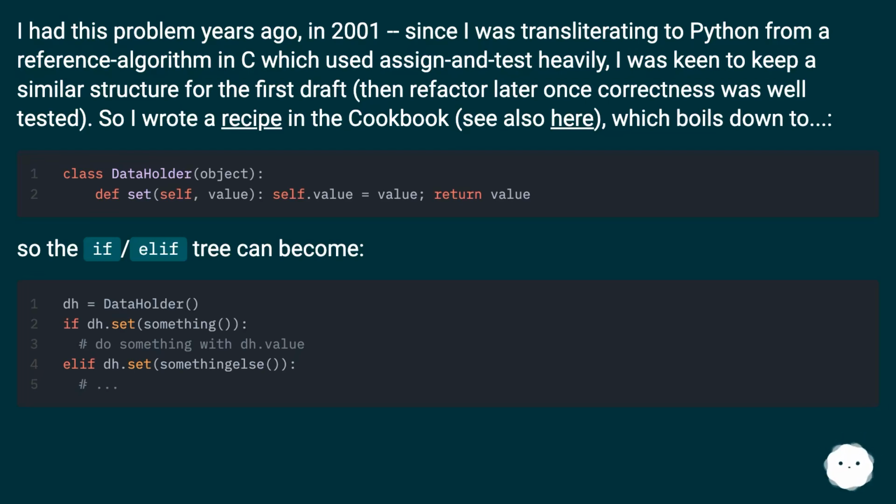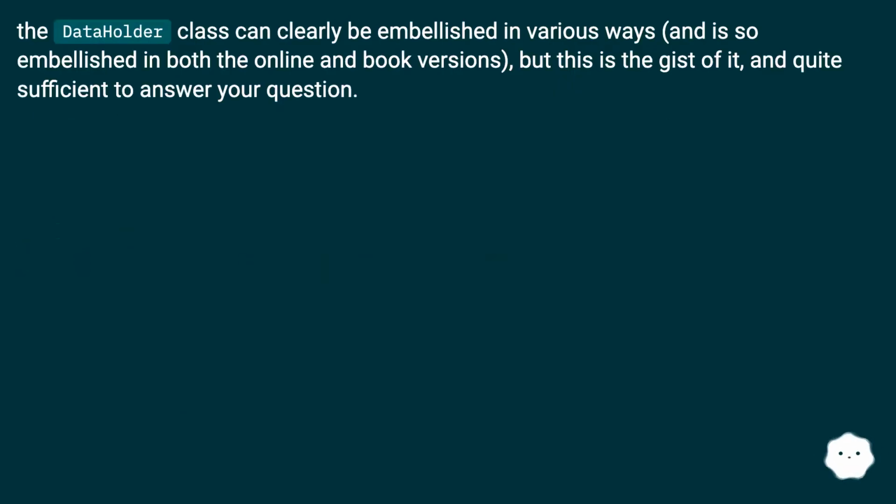So the if/elif tree can become. The data holder class can clearly be embellished in various ways, and is so embellished in both the online and book versions, but this is the gist of it and quite sufficient to answer your question.